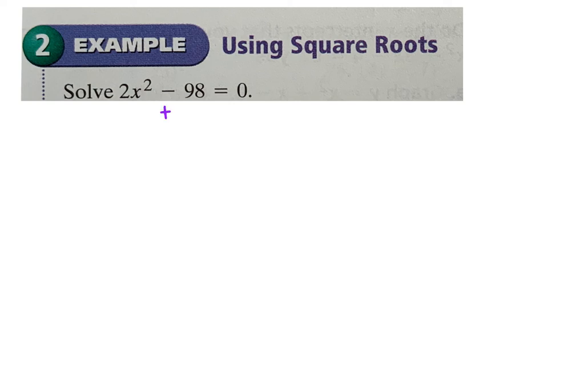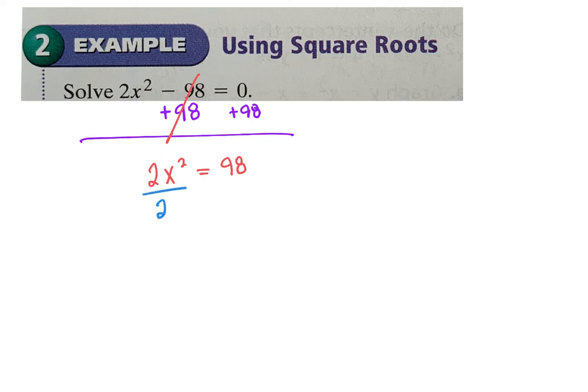So I'm going to add 98 to both sides. All right, that's my first step. Once I do that, it will cancel on the left-hand side, and then I will have 2x squared equals 98. And then my next step is to divide by that 2. So I'm going to take both sides and divide by 2. So I get x squared equals 49. Now, when I have an x squared and it equals a number, all I have to do at this point is take the square root.